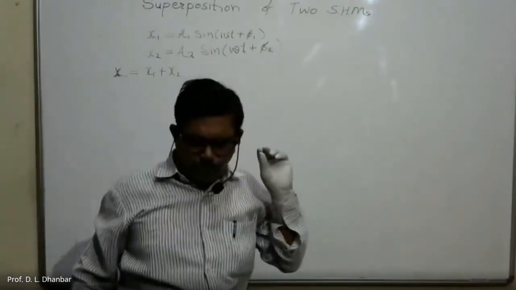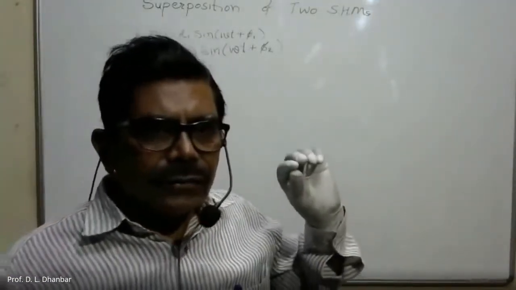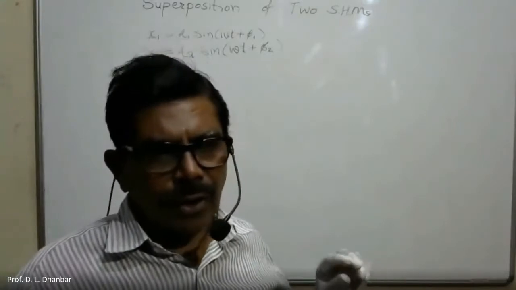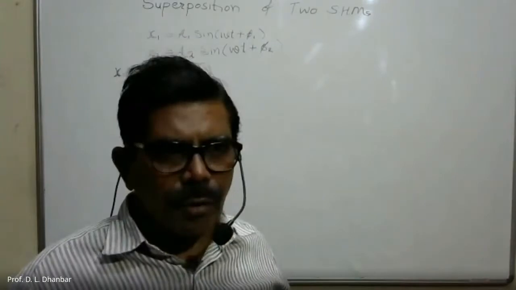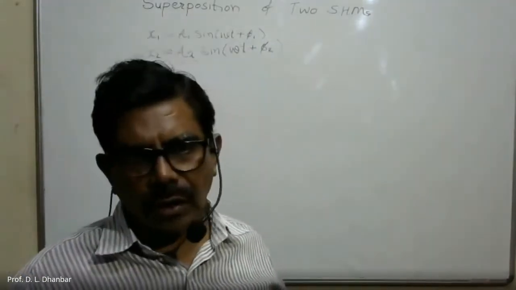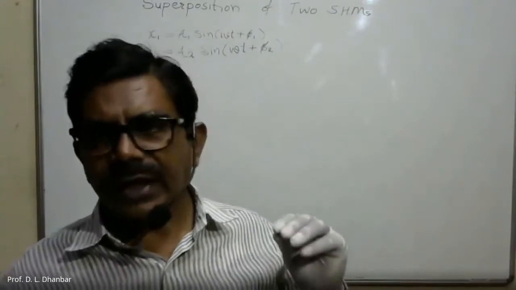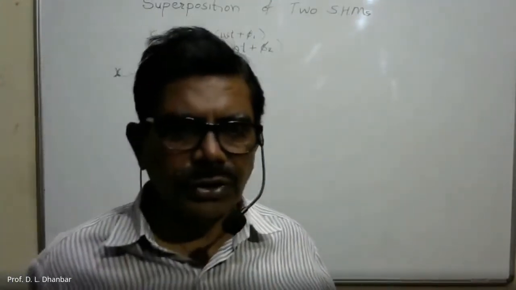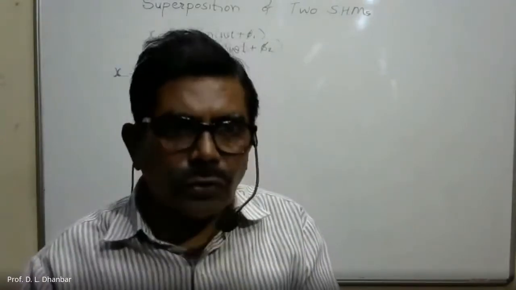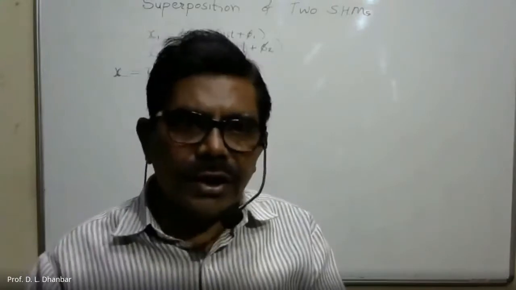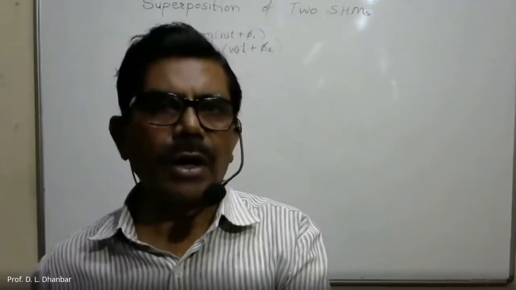Now our aim is to verify whether the combination of two simple harmonic motions is a simple harmonic motion or not. This point we have to clarify. Means when we take the combination of two simple harmonic motions, we get one resultant motion, and we have to prove that, or we have to show that the given resultant motion is a simple harmonic motion.